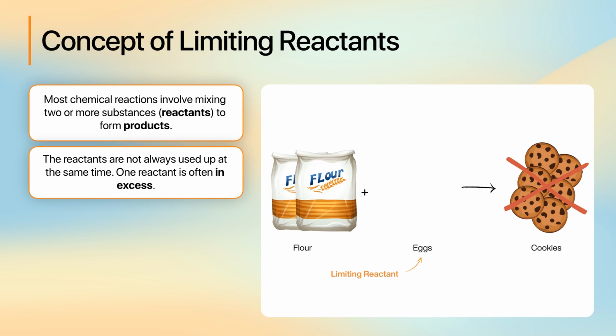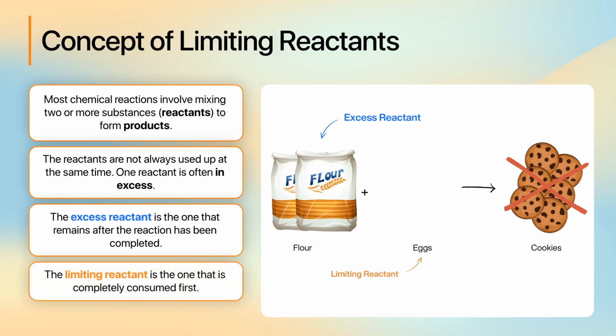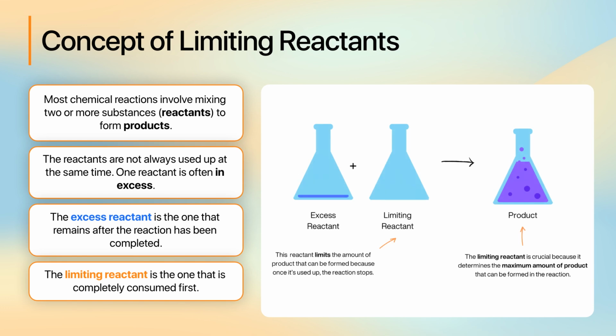In a chemical reaction, the excess reactant is the one that remains after the reaction has gone to completion. The limiting reactant is the one that is completely consumed first. This reactant limits the amount of product that can be formed because once it's used up, the reaction stops. The limiting reactant is crucial because it determines the maximum amount of product that can be formed in the reaction. To optimize a reaction and make efficient use of resources, it's essential to identify the limiting reactant.